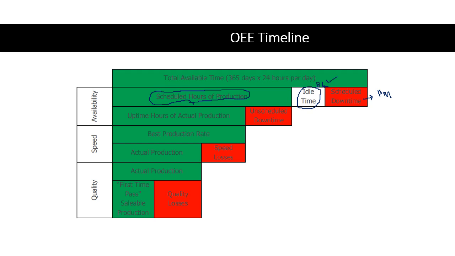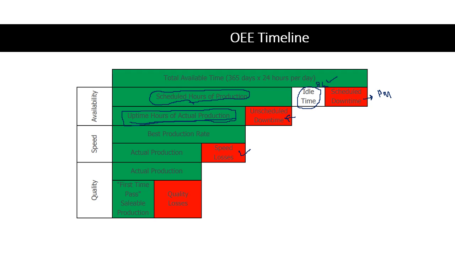But now there is unscheduled downtime due to various reasons, like waiting for the operator, waiting for the tools, waiting for the spares, etc., waiting for the input material. So ultimately the uptime hours of actual production, this is the uptime, this is the time where the actual production begins. But within this time not all the products produced are consumable or sellable, because there is some speed loss due to the machine's inherent characteristics or something.